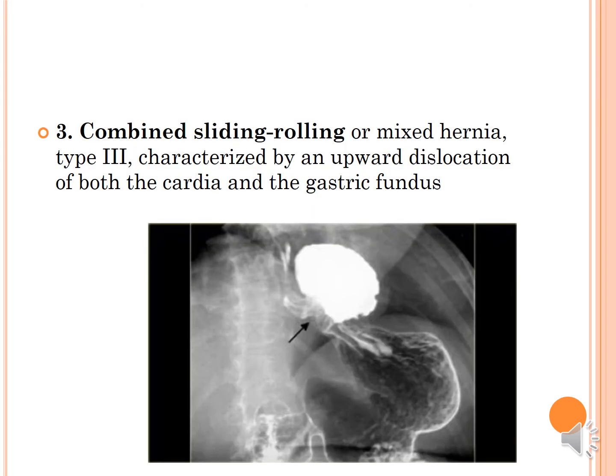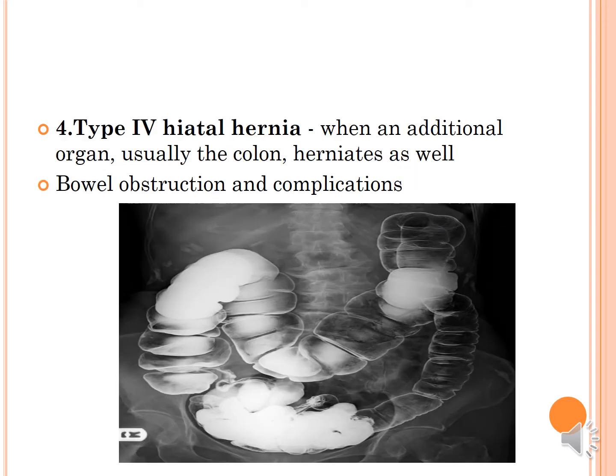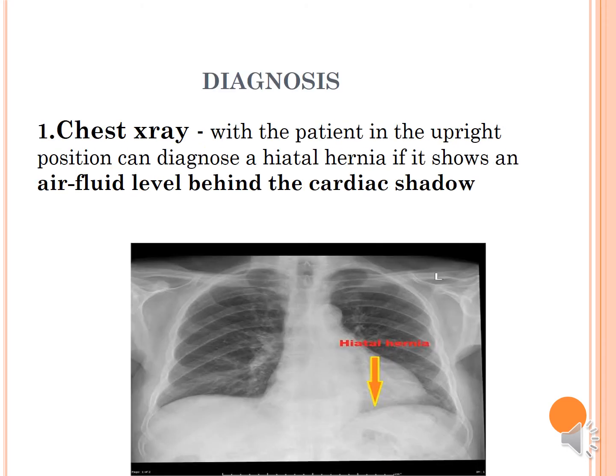Third type is mainly the combined sliding, rolling or mixed hernia. Type 3 is characterized by an upward dislocation of both the cardia and the gastric fundus. Type 4 hiatus hernia is when an additional organ, usually the colon, herniates as well. There will be bowel obstruction and complications.